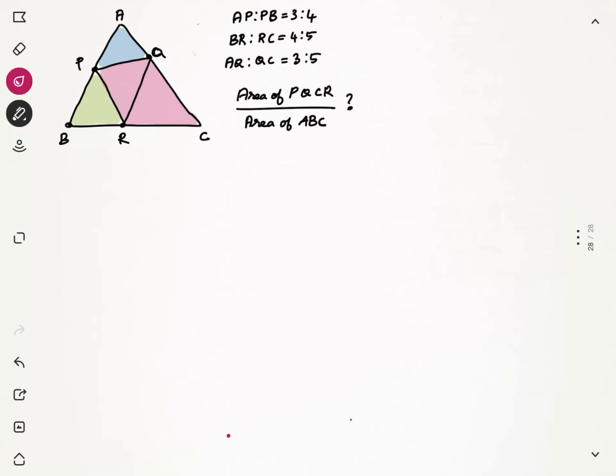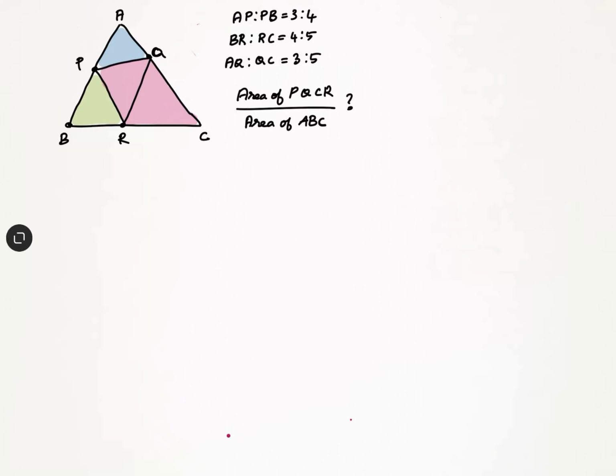So in the given triangle ABC, P, R and Q, these 3 points split the sides in the ratio of 3:4, 4:5 and 3:5 respectively. We need to find the area of the pink color quadrilateral PQCR and find the ratio of this area to the area of the triangle ABC. Now this given data is for any generic triangle.